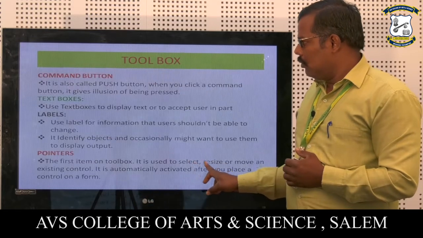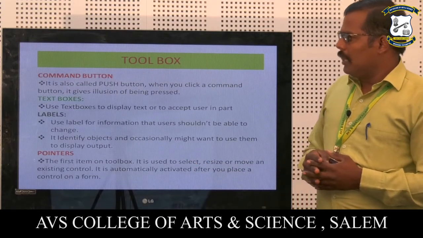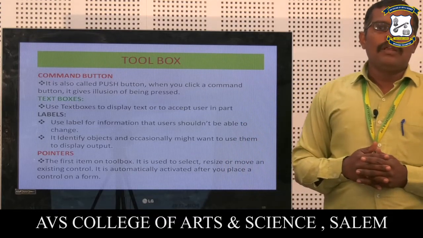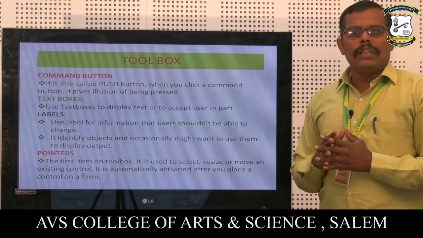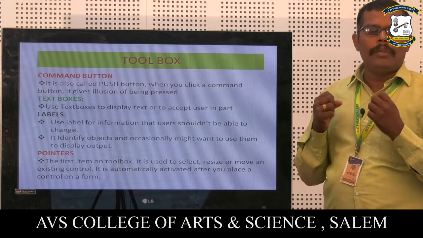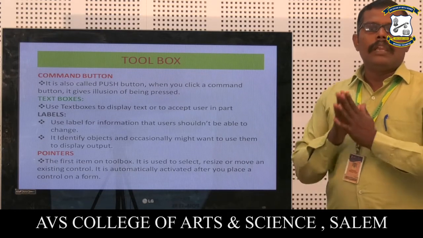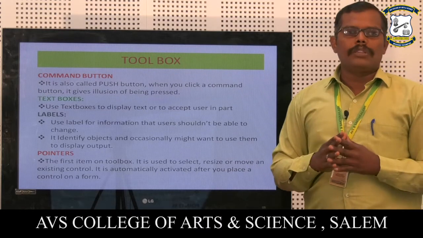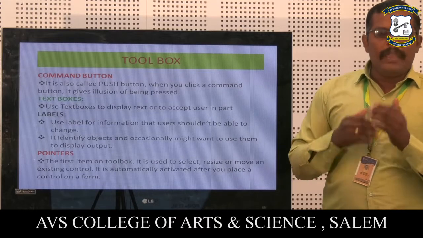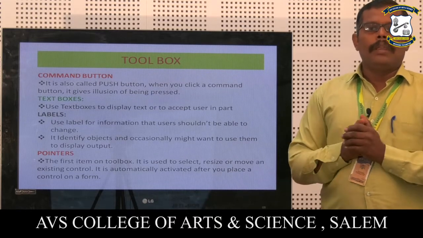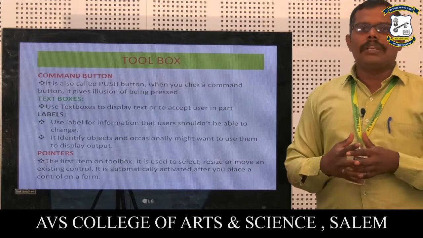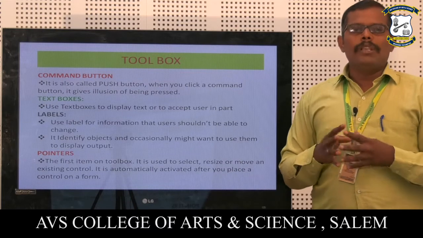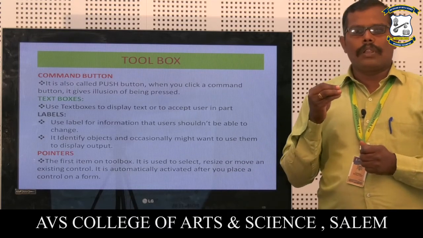Let us see them separately. Command button. It is also called a push button. When you click a command button, it gives the illusion of being pressed. Yes, it works based on our user action. Next one, text boxes. It is used to display text, and it is used to accept user input. Next is labels. Label is used for the client.